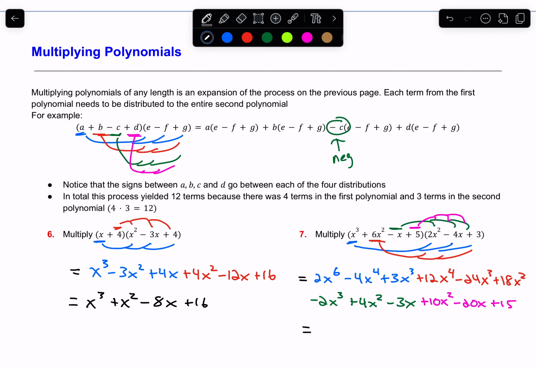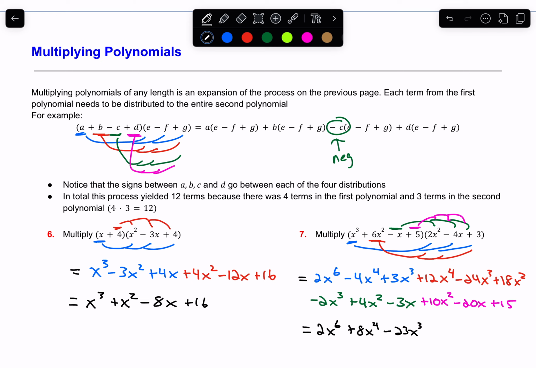I only see one x to the sixth term, so I have 2x to the sixth. I have negative 4x to the fourth and positive 12x to the fourth, so together that's going to make positive 8x to the fourth. I have 3x cubed, negative 24x cubed, and negative 2x cubed. So 3, negative 24, and negative 2 are going to produce a negative 23x cubed.